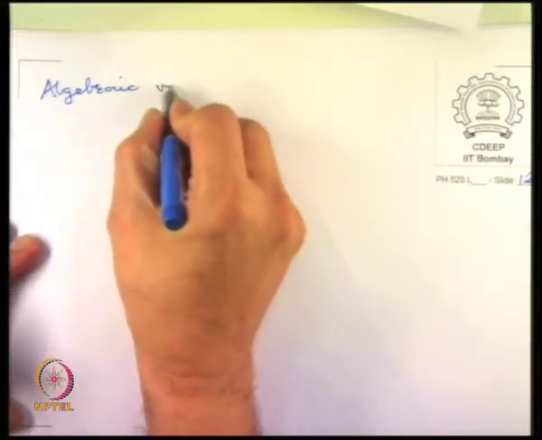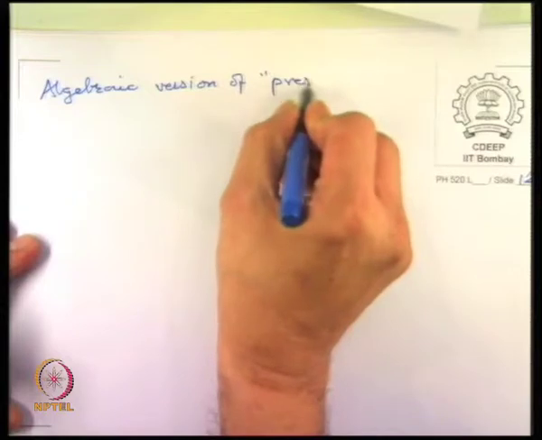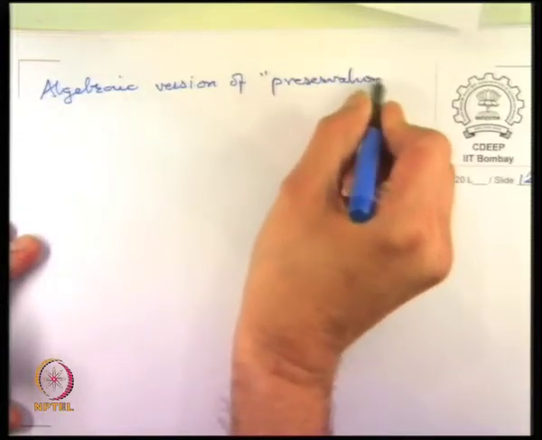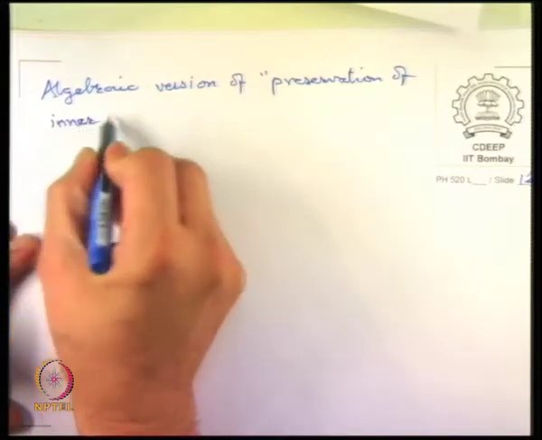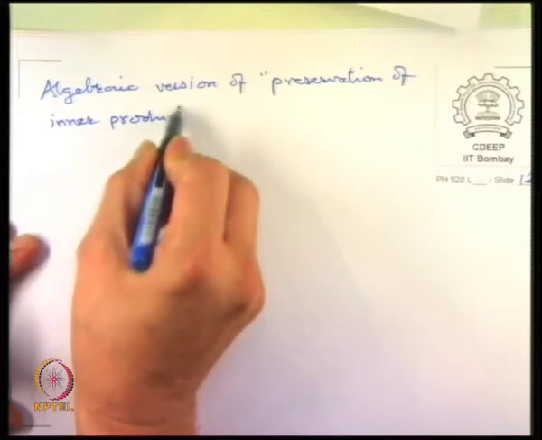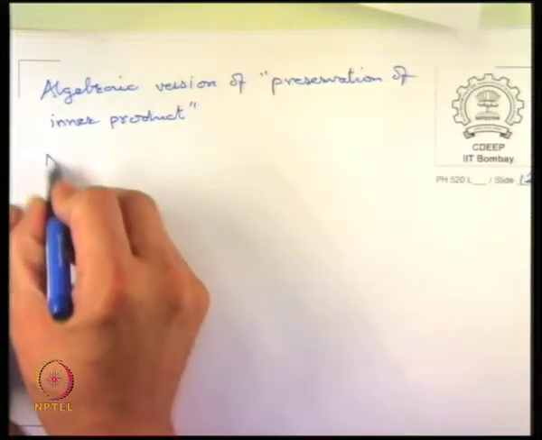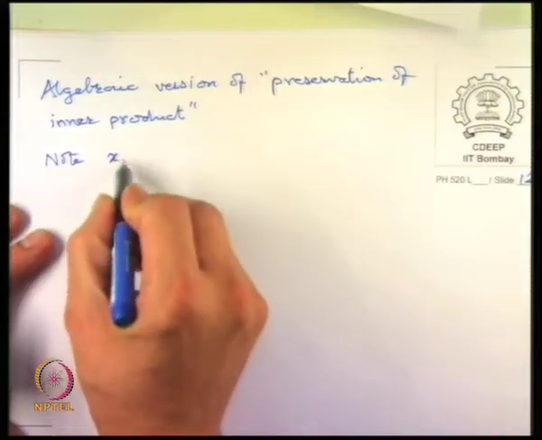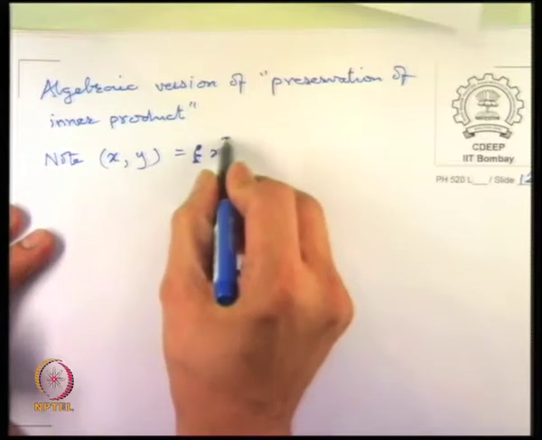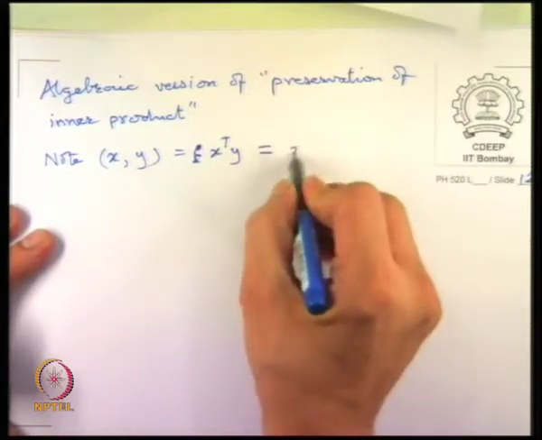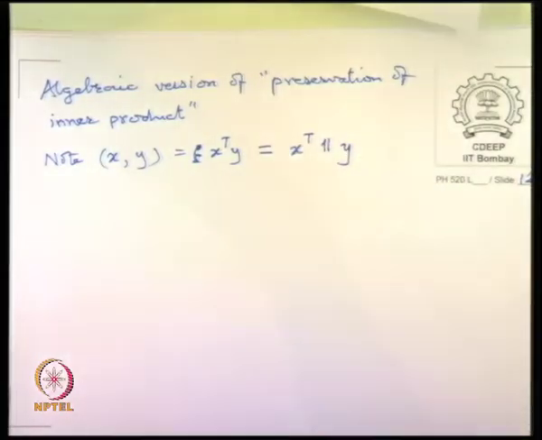Algebraic version of preservation of metric, of the inner product, I am sorry. Note that x dot y equal to x transpose y is the same as x transpose identity times y. This is what it actually means.